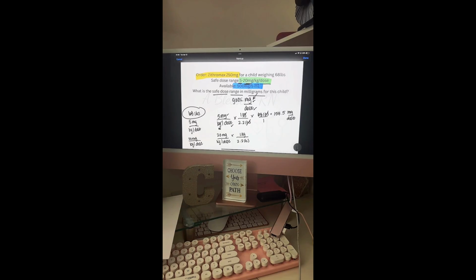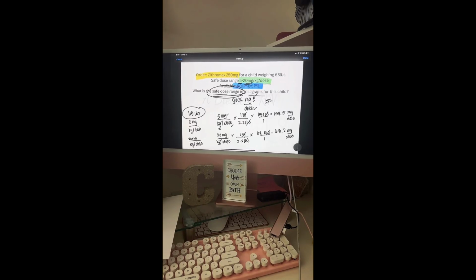You could just put it in your calculator after you do that first one if you want to. But I'm just showing you, okay? All right, everything is gone now. So with 20 times 68 divided by 2.2, which is going to be 618.2 milligrams per dose. So this question is only asking for the safe dose range.